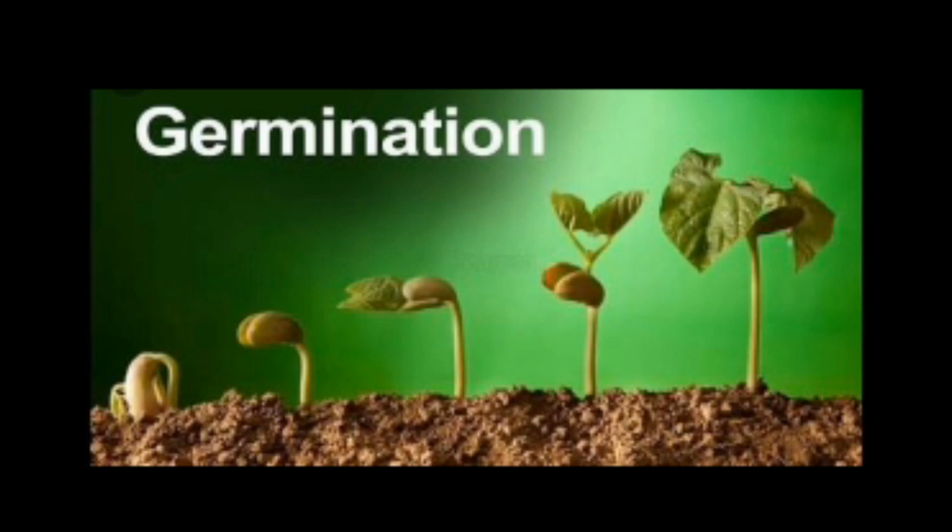Take one seed and carefully peel off its seed coat. We have learned about the seed coat: the outer covering of the seed. Take one seed and peel off that outer covering. Observe the different parts of the seed.